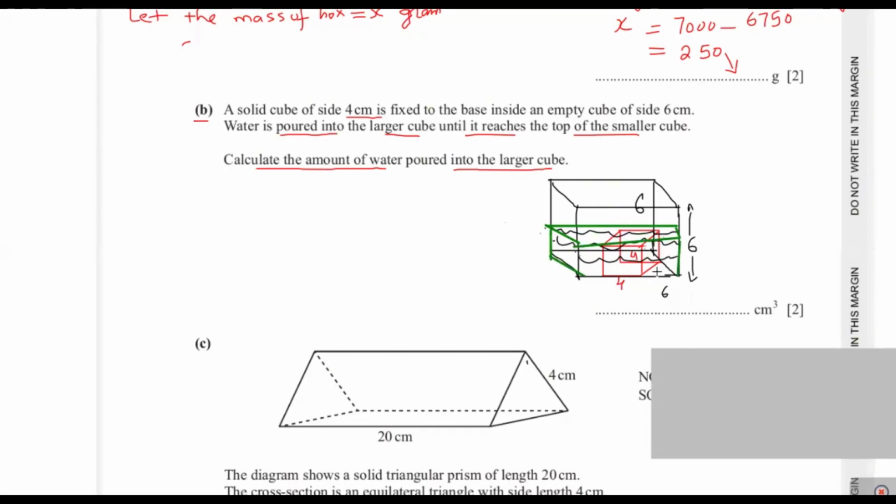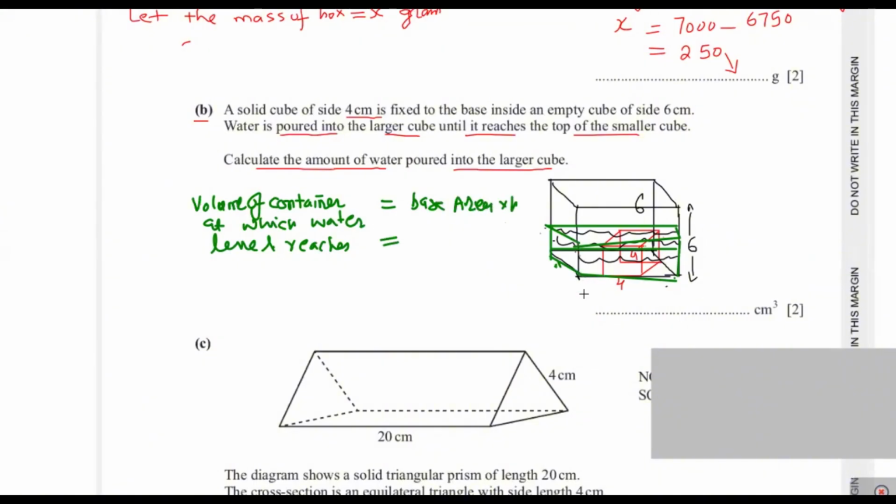Firstly, we will calculate this volume of the container up to which the water level reaches. This is the volume of the container up to which the water level reaches. That will be equal to base area into height. Look here, this is the base area. This length is 6 centimeter. This is also 6 centimeter. But the height here is 4 centimeter because the water level reaches the smaller cube's top.